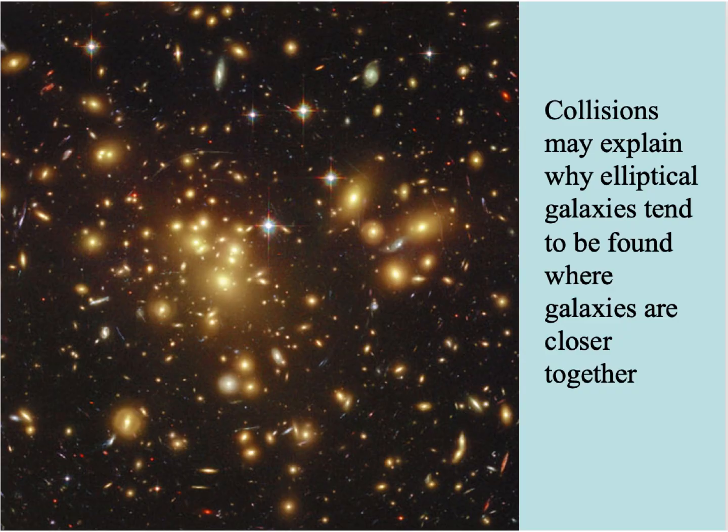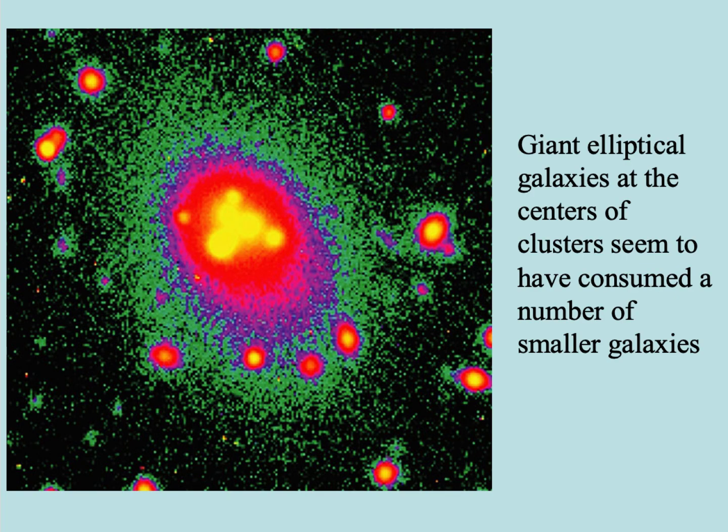Collisions might explain why elliptical galaxies are found where many galaxies are close together. They may have started out as spirals, but after colliding with other galaxies, they settled into simpler shapes. Gravity pulls the bodies together. Many giant elliptical galaxies actually seem to have eaten other galaxies when viewed in infrared light. What looks like one galaxy actually has multiple galaxies within it and is ready to eat several more. We call this process galactic cannibalism.